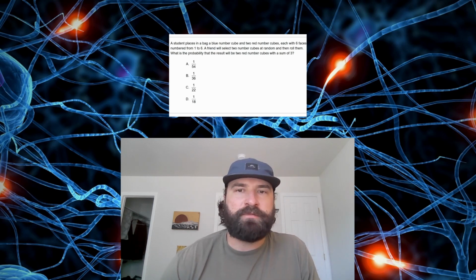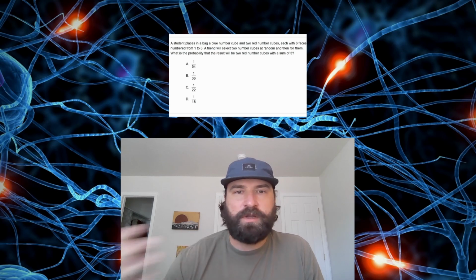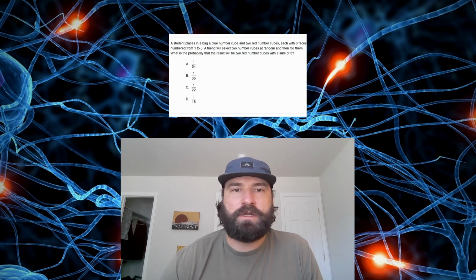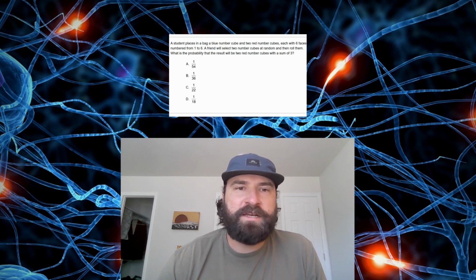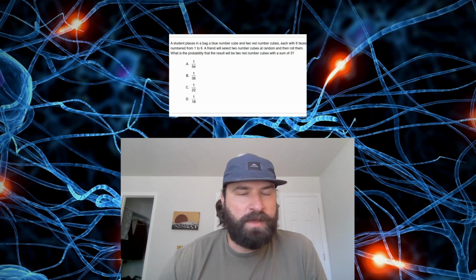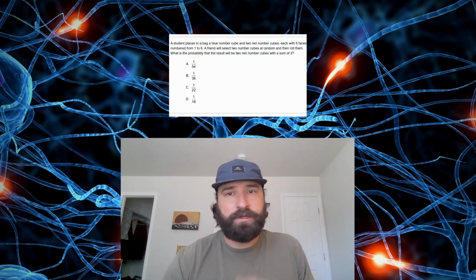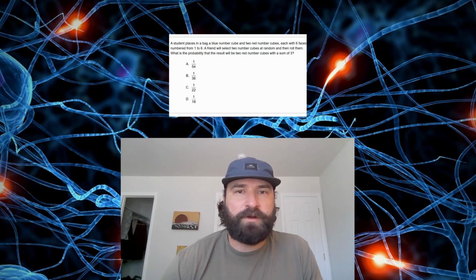So we have kind of a lot of different things going on here. We've got the color of the cubes, then we've got the numbers on the cubes. We've got a few different aspects to each of those things. Well, if we take individual probabilities that don't have to do with each other, we can multiply them to find total probability.